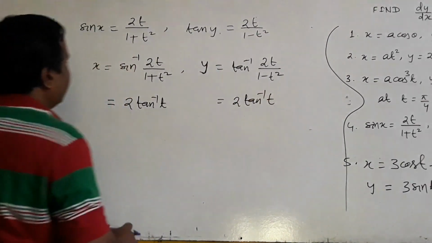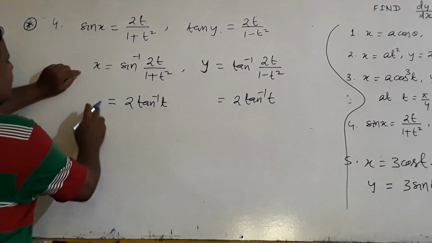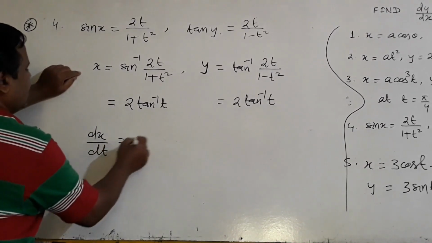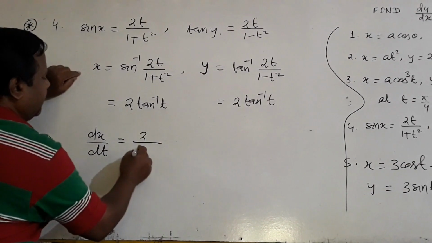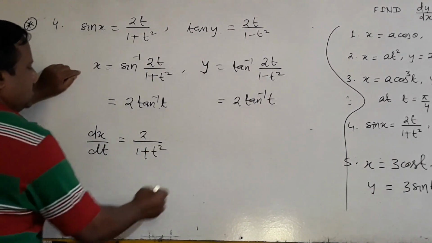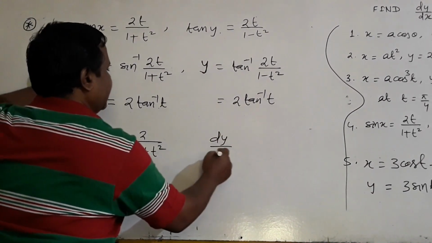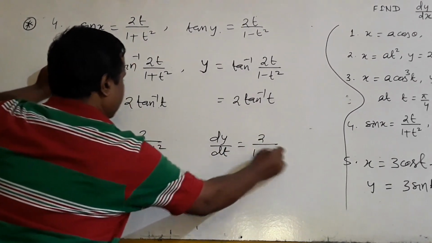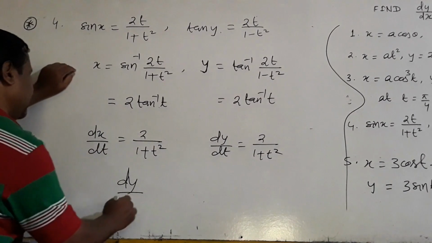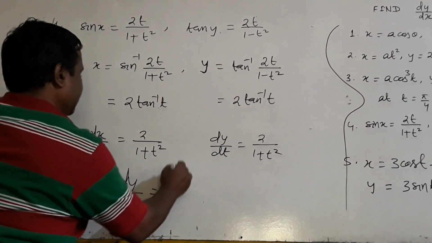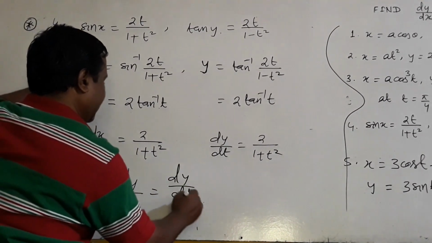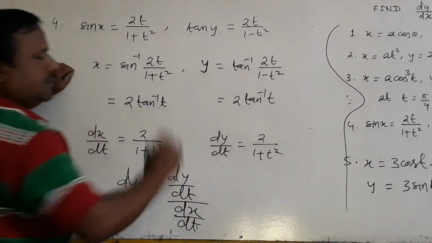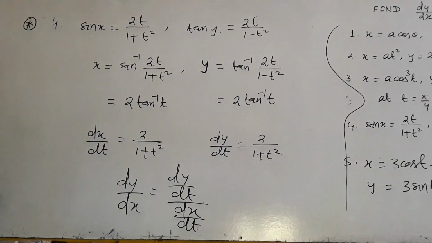Then what will happen? If I do dx by dt, it is equal to 2 times the derivative of tan inverse t, which is 1 by 1 plus t square. Similarly dy by dt is 2 times 1 by 1 plus t square. Then you find dy by dx, which is dy by dt divided by dx by dt, that by that is 1. No, it is not required at all.